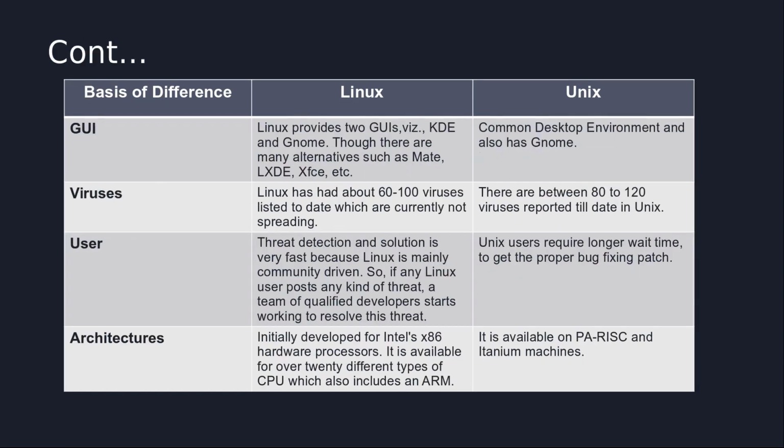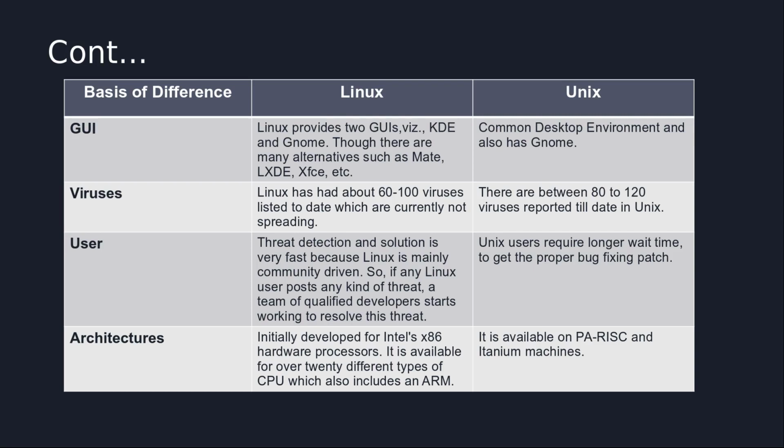Going over here, the GUI. Linux has two main GUIs, KDE and GNOME, which is the most recognizable one, though there are many other alternatives, such as MATE, LXDE, XFCE, etc. Whereas Unix has a common desktop environment, and it also has GNOME.